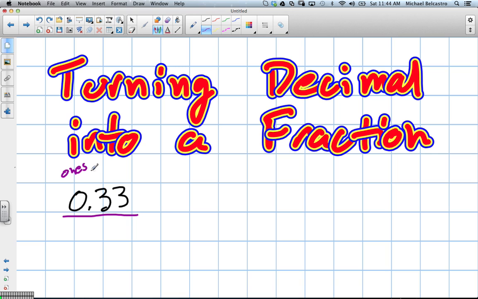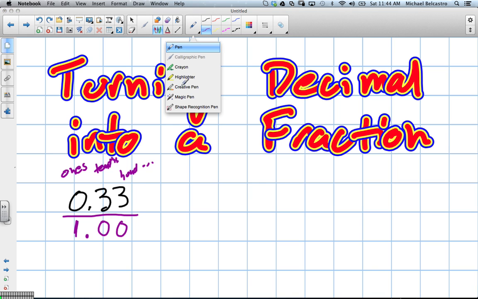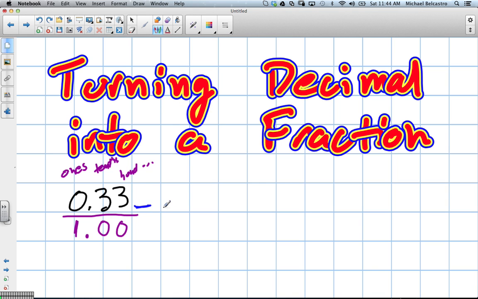This being the ones column, this being the tenths and the hundredths, and so on. Does that make sense so far? So in the ones, I'm actually going to put the value of 1 underneath it. Okay? And then what I can do is put a decimal down here, and I'm just going to fill out the rest. Under the tenths, I put a 0. On the hundredths, I put a 0. If they had had another value here in the thousandths and the ten-thousandths, again, I would just put zeros underneath. Okay? So what this now looks like is 0.33 divided by 1.00.